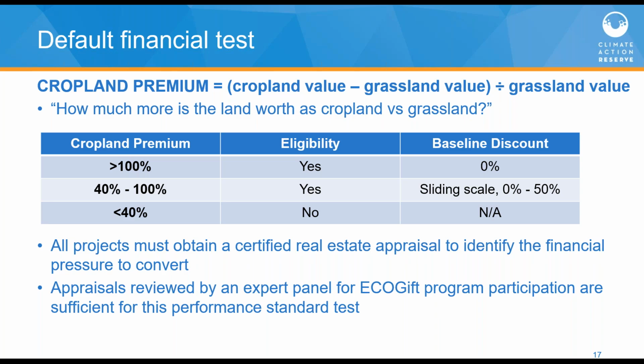100%, as I said, double the value, is eligible with no discount. We're essentially assuming that there's no uncertainty around whether or not that project area would be converted for cropland. And then in between that 40% and 100%, there's a baseline discount on a sliding scale to represent the uncertainty of the baseline conversion scenario. At 100% cropland premium, the discount is 0, and down to 40% cropland premium, the discount is 50% of your baseline credits, and in between essentially would be in between. So all projects obtain a certified real estate appraisal to identify this cropland premium. Appraisals reviewed by the expert panel for the eco-gift program participation do meet the performance standard test.